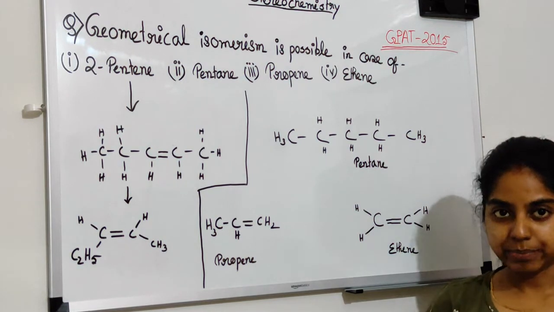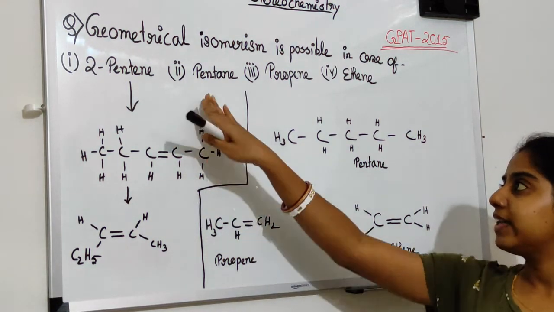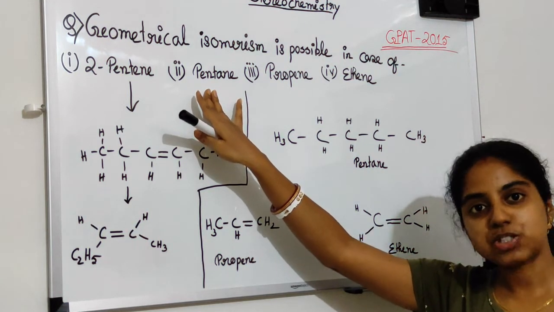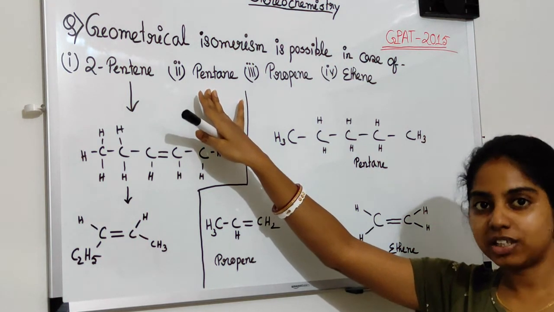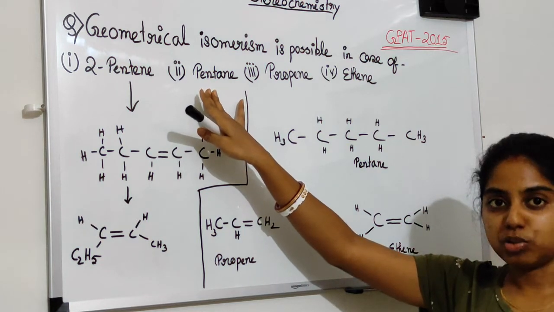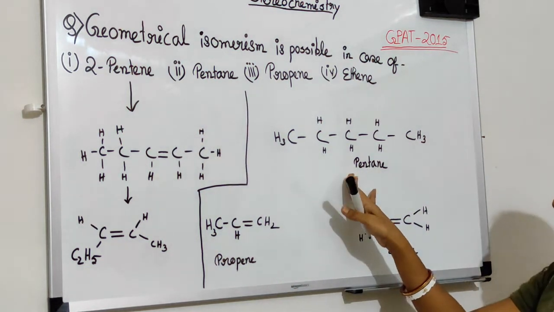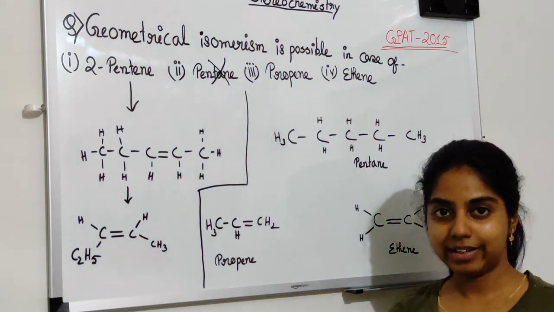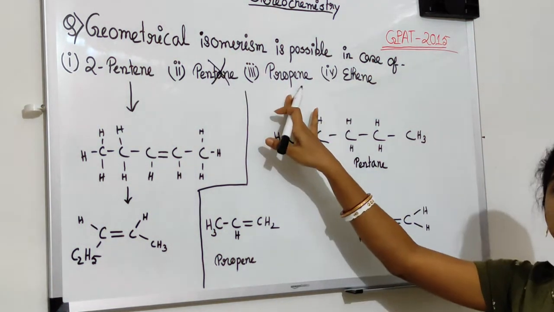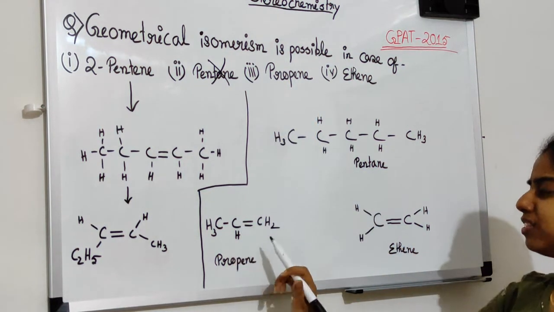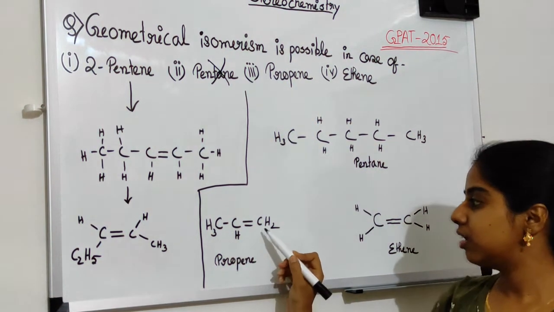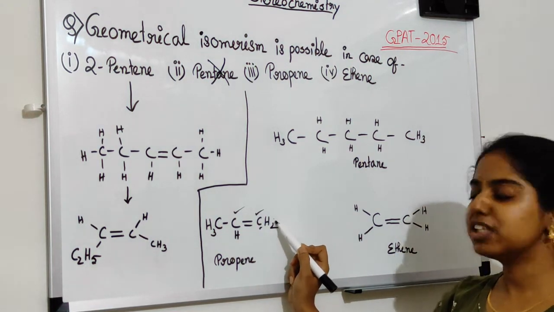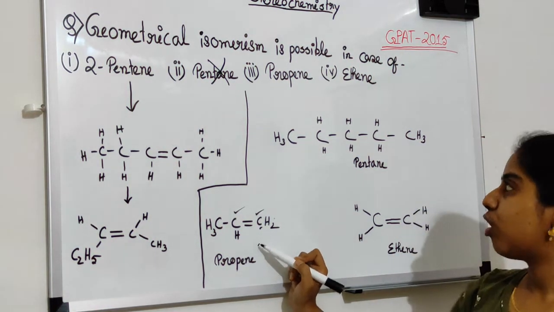the two double bonded carbons must contain two different groups, right? So let's see, in case of pentane it is not possible, because pentane is a saturated molecule and does not contain any double bond. So this is a wrong option. Next, propene also contains a double bond, but this carbon atom contains two similar groups, so propene is also not possible.